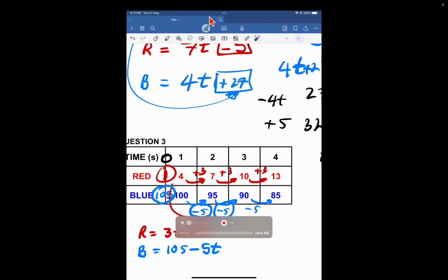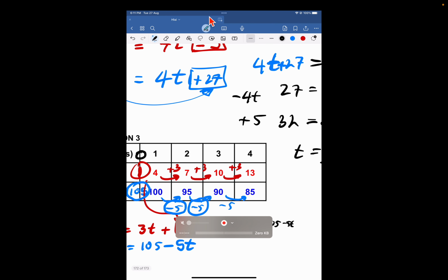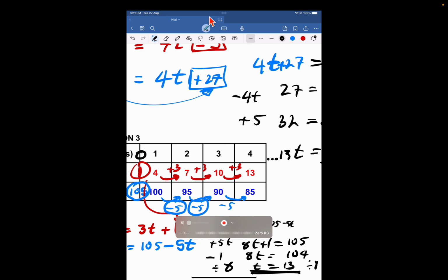And let's go ahead and just solve this equation then. So change to black. We're solving when does 3t plus 1 equal 105 minus 5t. So go ahead and add 5t to both sides. 8t plus 1 equals 105. And then subtract 1 from both sides. 8t equals 104. And t, when we divide both sides by 8, t equals 13. Okay, so we know that these two numbers will be the same when t equals 13, but we have to go and find those numbers, right?